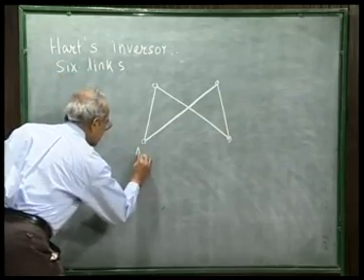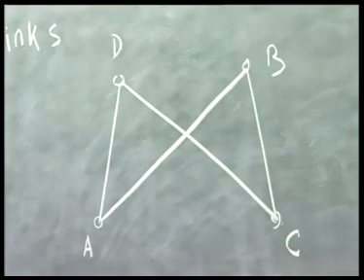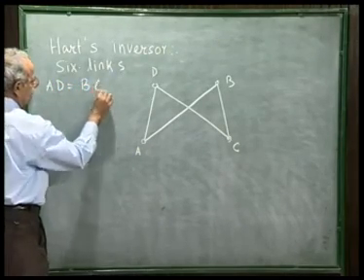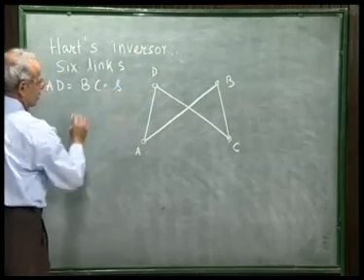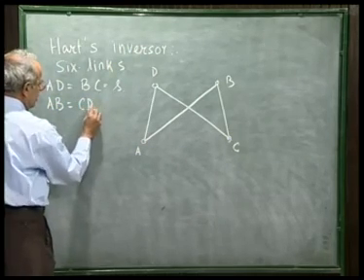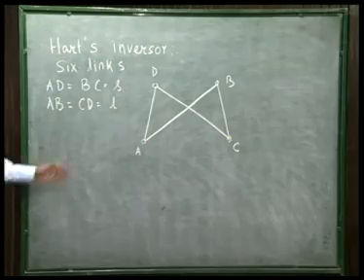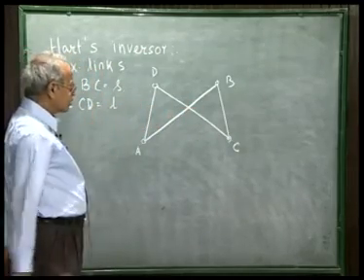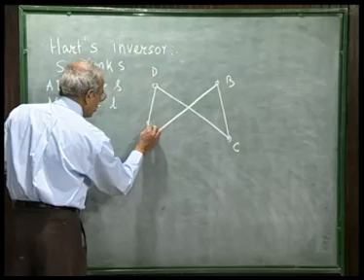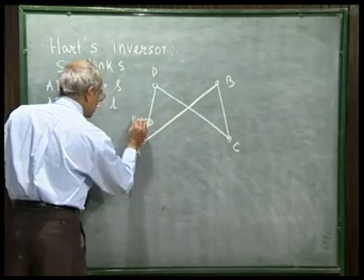Let me call this figure A, B, C, and D. In this, AD, this link length is equal to BC, the other link length. Let me call it S. And AB is equal to CD, which is a longer link length. Let me call it L. So, we start with an antiparallelogram, that means the opposite sides are of equal length, but it is in the crossed configuration. Now, on this link AD, let me take a point O and make it fixed. This point let me call O.